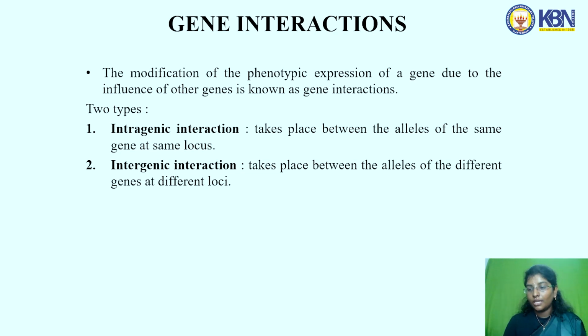In intragenic, it takes place between the alleles of the same gene at the same locus, and in intergenic we can observe that the interaction takes place between the alleles of different genes at different loci. So this is the difference between intragenic and intergenic. In intragenic we can observe these interactions only on the same gene of the same locus, but in intergenic these interactions occur on different genes of different loci.